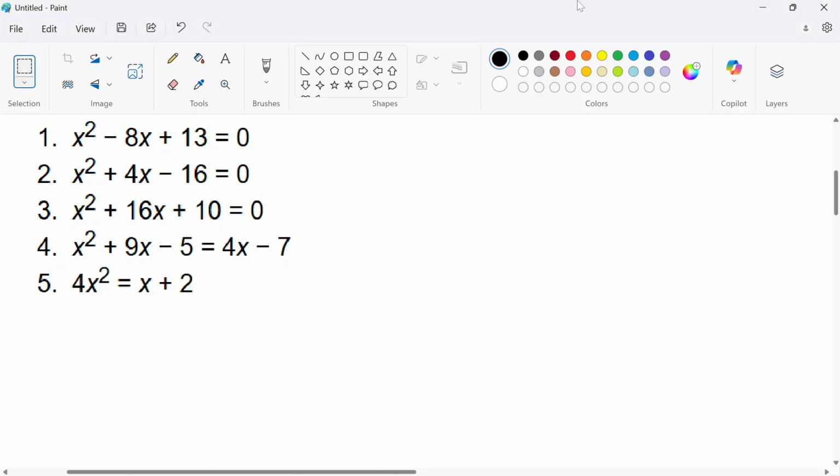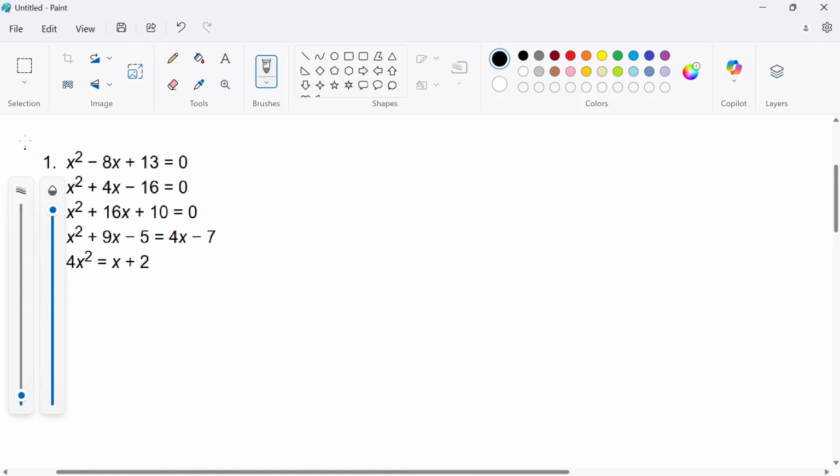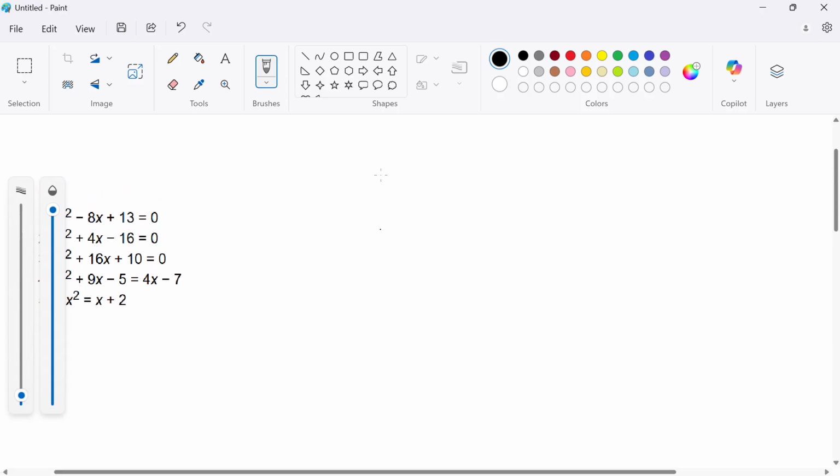This video is on completing the square. When do you complete the square to solve a quadratic? When it doesn't look like it's going to solve easily by what some people call reverse FOIL or factoring, whatever you want to call it. So let me give this first example.